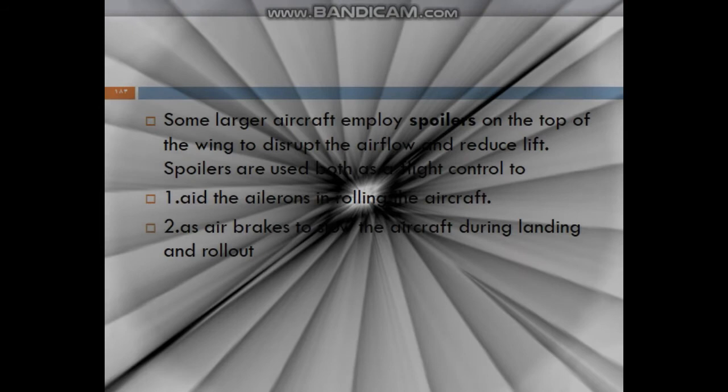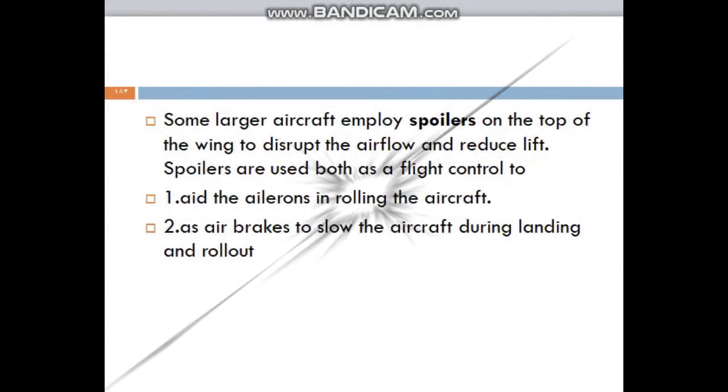Some larger aircraft employ spoilers on the top of the wing to disrupt the airflow and reduce lift. Spoilers are used both as flight control to aid the ailerons in rolling the aircraft and as air brakes to slow the aircraft during landing and roll out.